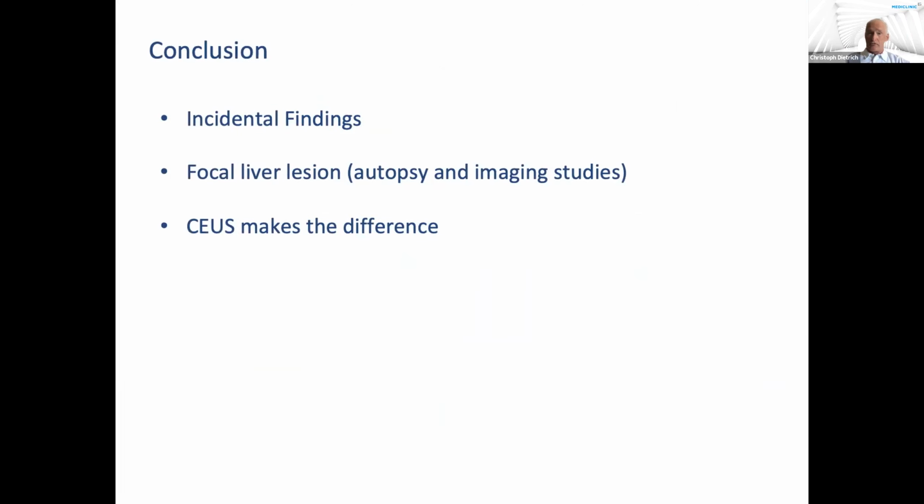And coming to the conclusion, we have talked about incidental findings. We know about the prevalence, the 5% rule, and CEUS makes a difference to differentiate between the benign and the malignant ones.